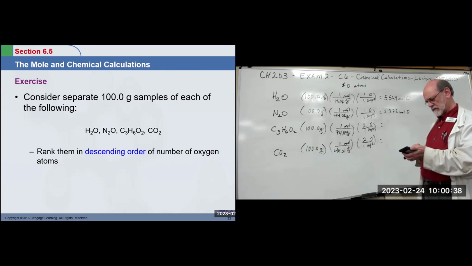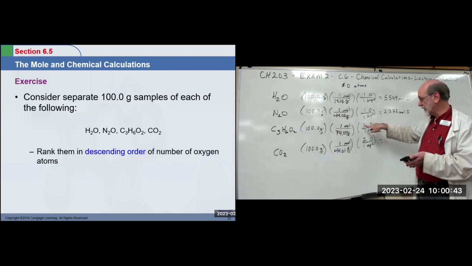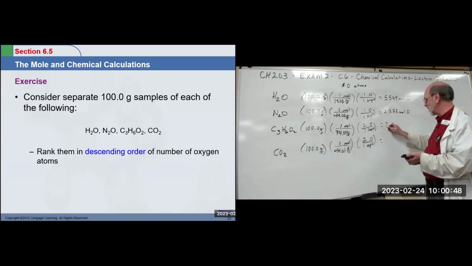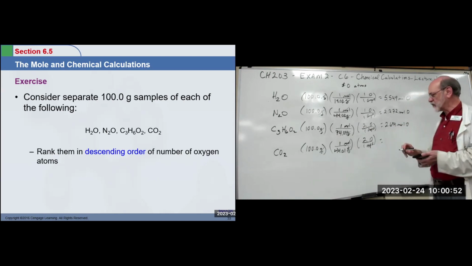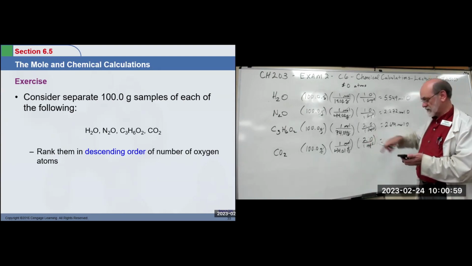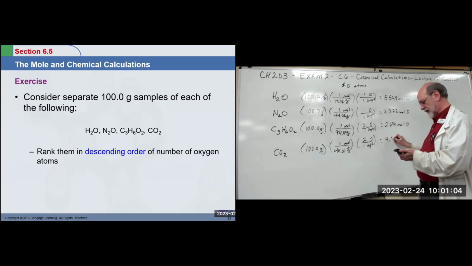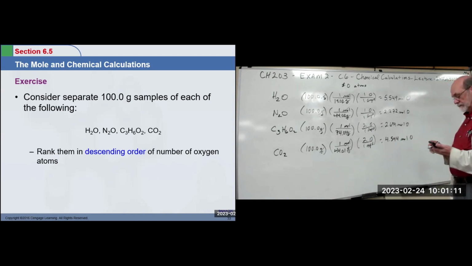74.09. But we have 2 oxygens for that many moles of compound, so we have to multiply by 2. 2.699. And the last one, 44.01 times 2. 4.544. There we go. Moles of oxygen. Now we can put them in order.